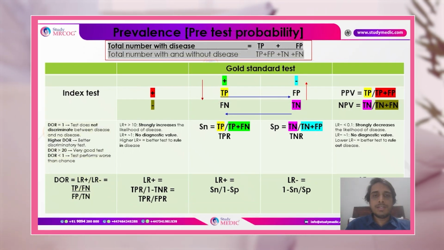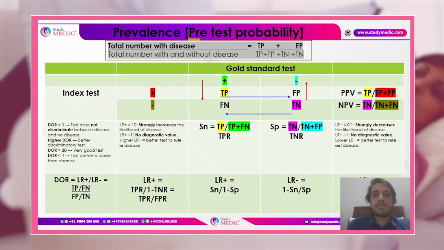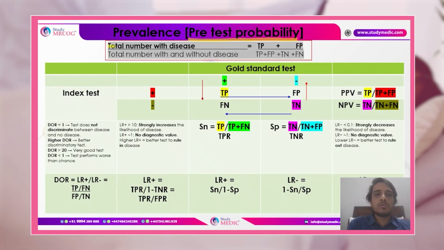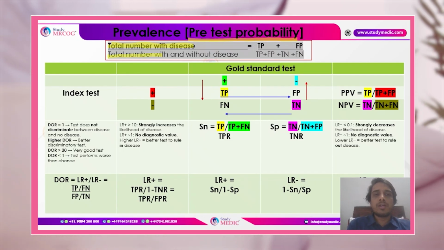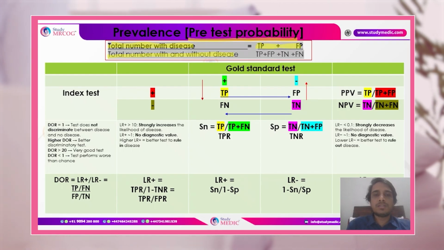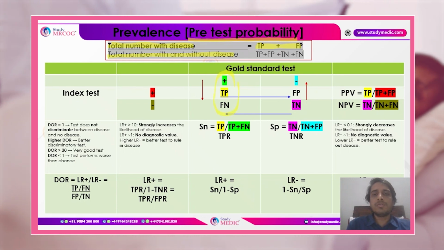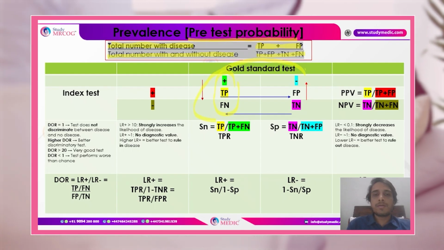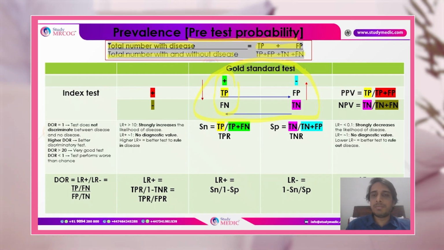Now, what is prevalence? Prevalence is nothing but pre-test probability. That means we take those with the disease or condition, the total number with the disease, divided by all the people, with and without the disease. Those with the condition are true positive plus false negative, divided by everyone together. That is the prevalence. It is also called pretest probability.